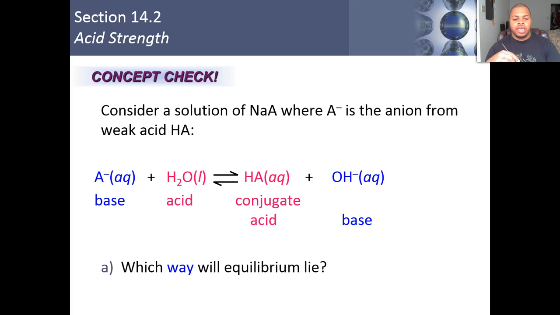This is the last one we're going to look at. Consider the following solution. We have a sodium salt, where our conjugate base is the anion from a weak acid. Which way is the reaction going to go? Well, since we know that this is from a weak acid, that means we're not going to get much of it. So the equilibrium is going to lie to the left. Because we're not going to get much of this, it's going to have to lie to the left. We can't produce a whole lot of our weak acid if we only have a little bit of our original conjugate base from our weak acid remaining.